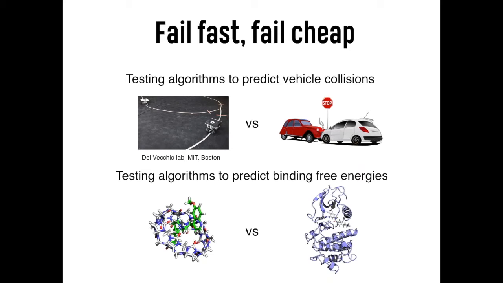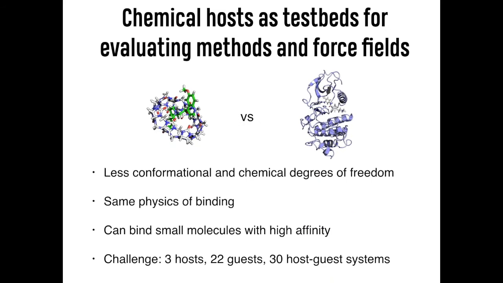And when moving to molecular systems, the parallel is very similar. Protein systems are very expensive to simulate, and if we want to run challenges and compare many different methods or many different systems to have the statistical power to make conclusions, we need to have something that can fail fast. And host guest systems are perfect for this.